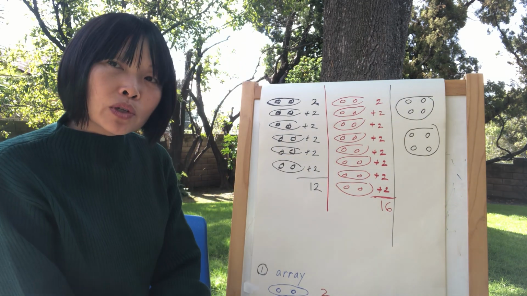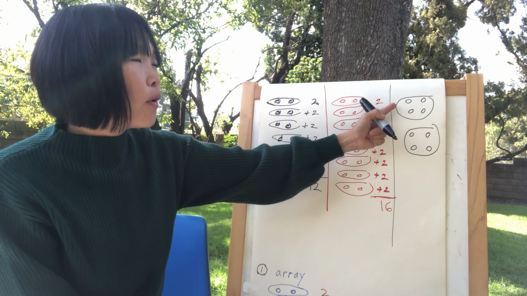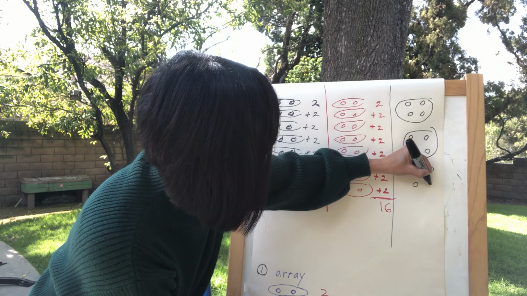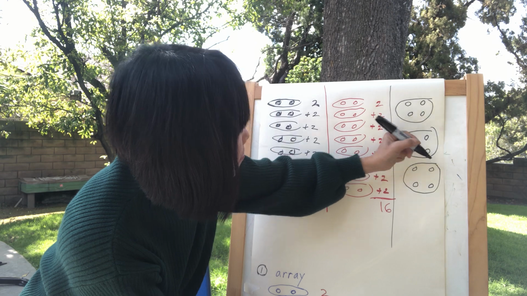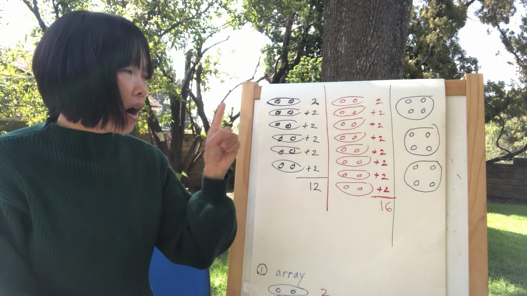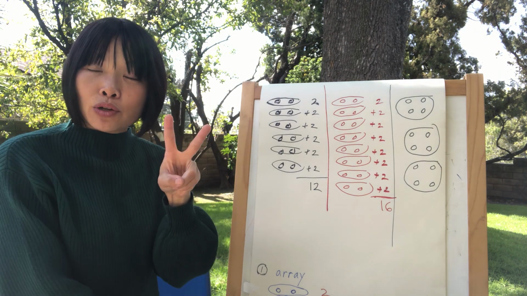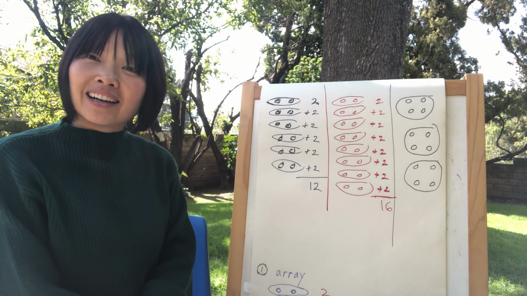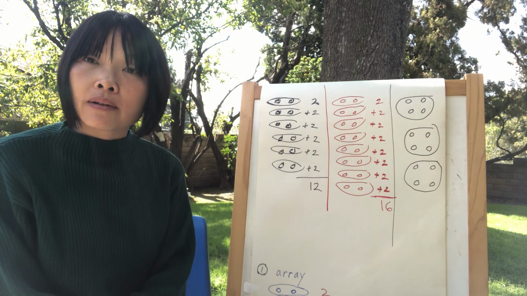Do we have equal groups so far? Yes, we do. There are 4 here and there are 4 here. Now let's finish the drawing. Here is the last group. All right, let's go through the steps. Step 1, are there equal groups? Yes. Step 2, how many in each group? 1, 2, 3, 4. Okay, 4. That's right. Now step 3, can you skip count to find the total?